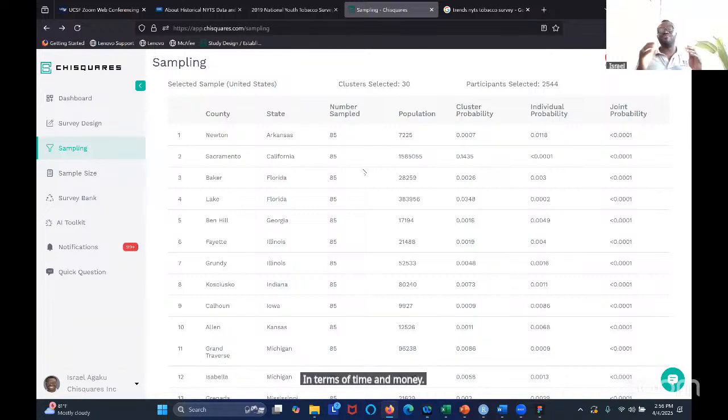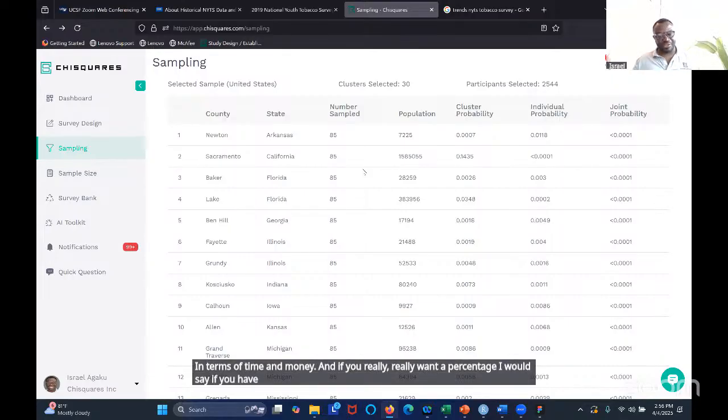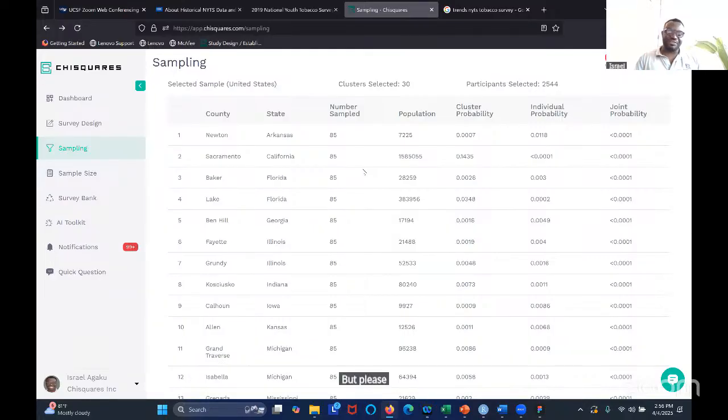And if you really, really want a percentage, I would say if you have a very large number of clusters, then you should aim between 2 to 5%. But please take that with a big pinch of salt, because it's all contextual. It depends on your resources and all of that. But again, context is key here.